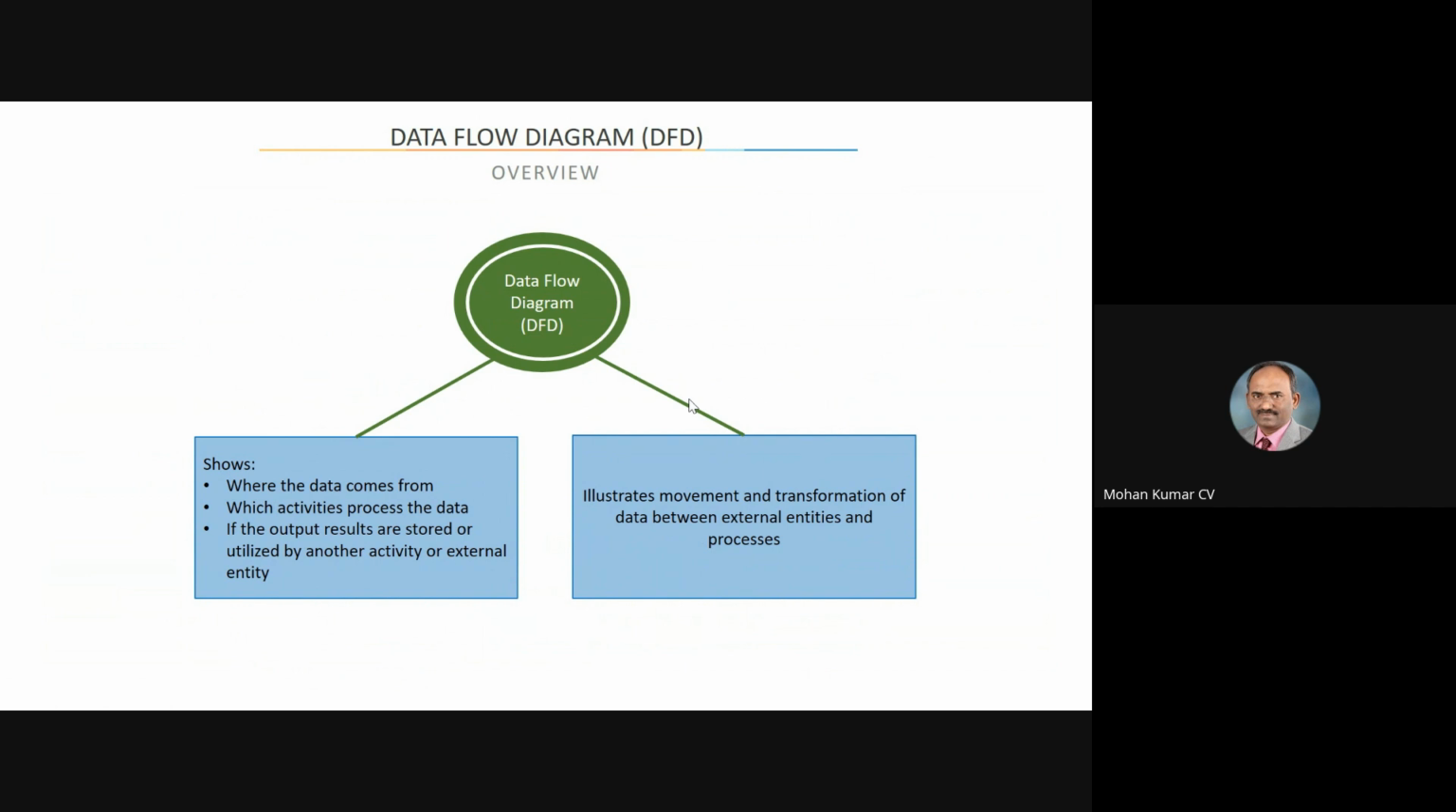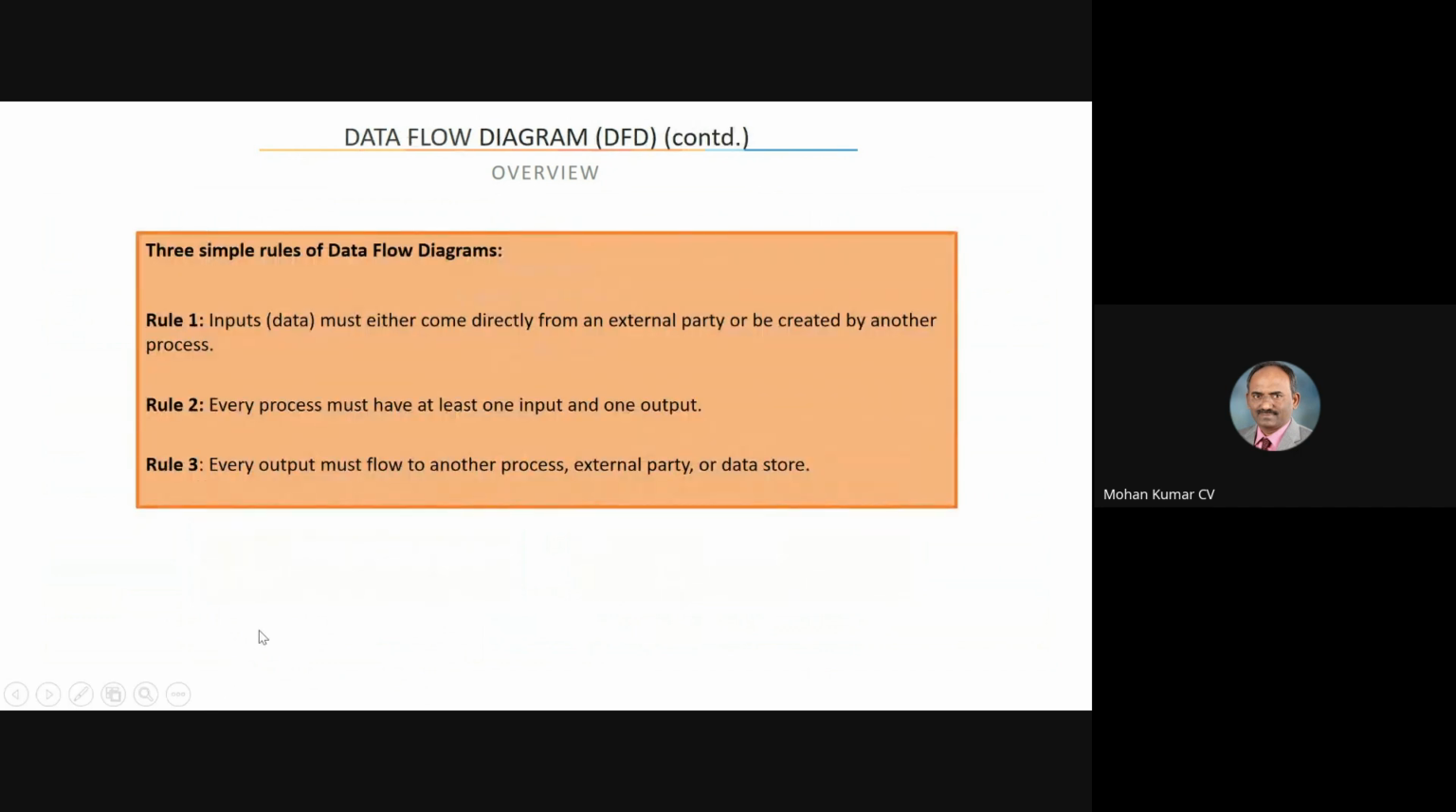Illustrates movement and transformation of data between external entities and processes. So that's how a data flow diagram is done. For a data flow diagram, the rules are as follows. Rule 1: inputs must either come directly from an external party or be created by another process. Rule 2: every process must have at least one input and one output. The moment you say process, there will be one input and one output.